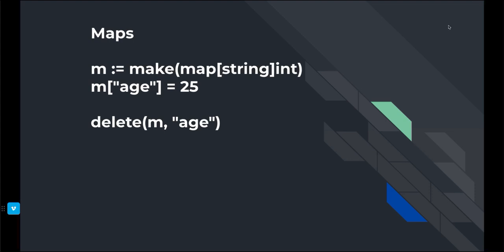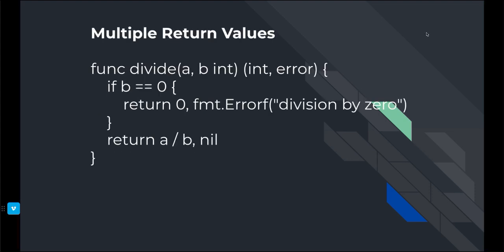Let's move on to functions. Now let's look deeper into functions. Go has some interesting features like multiple return values, named return values, and variadic functions. First, let's see multiple return values. Go functions can return more than one value, which is super helpful for handling results and errors at the same time. Here is an example.